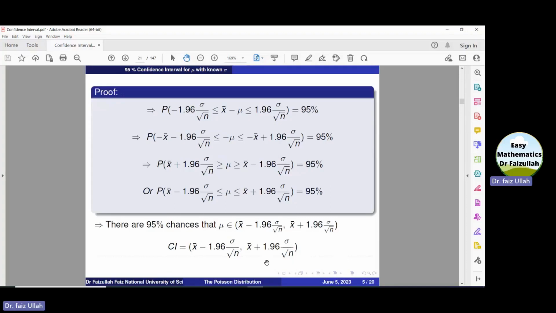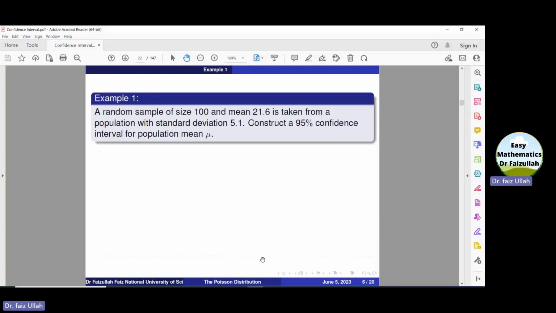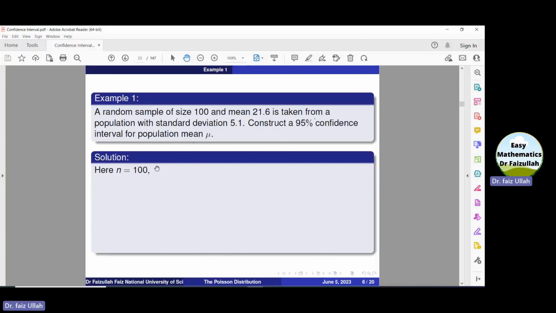Let us use this formula to solve an example. A random sample of size 100 and mean 21.6 is taken from a population with standard deviation 5.1. Construct 95% confidence interval for population mean mu. Here we are given that n is equal to 100, x bar is equal to 21.6 and sigma is 5.1.